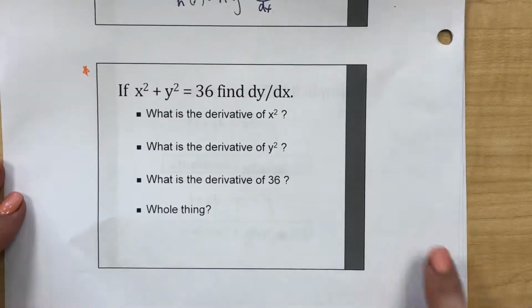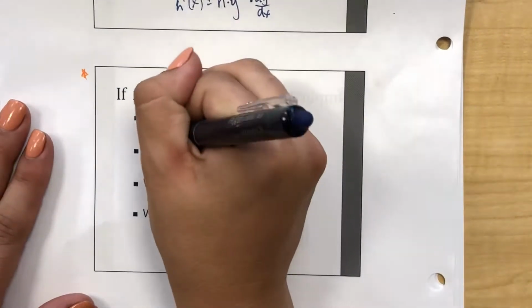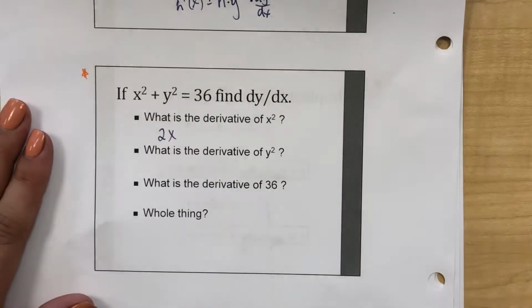So I have this equation. It's the equation of a circle, radius of 6, center at the origin. All right, so if x squared plus y squared equals 36, find dy dx. Let's go piece by piece. What is the derivative of x squared? 2x. All right, we know that.